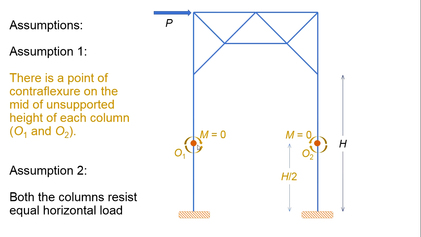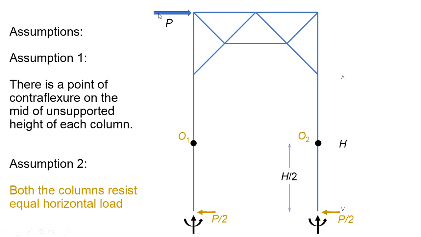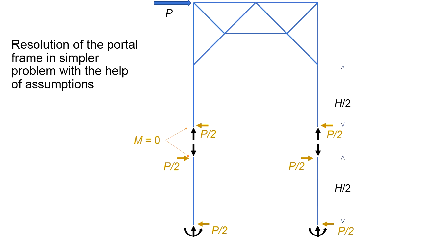The second assumption is that both columns resist equal horizontal load. So let us say that P is the horizontal load applied on the structure. Half of the force, P by 2, is resisted by the left column, and half of the horizontal force, P by 2, is resisted by the right column. Now these two assumptions make this analysis pretty easy.